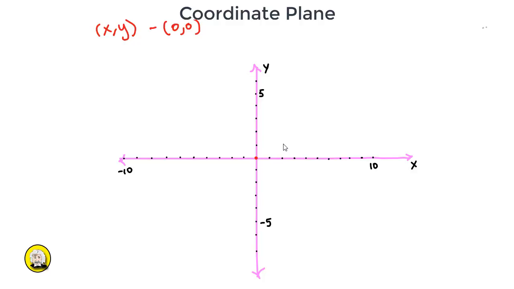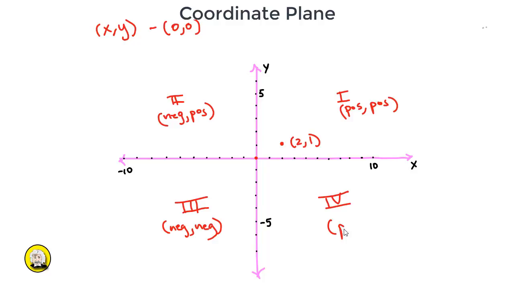Now, you should be aware that each coordinate system is made up of 4 different sectors, 1, 2, 3, and 4 as shown. The upper right quadrant, 1, is positive, positive for x, y coordinates, 2 is negative, positive, 3 is negative, negative for x, y coordinates, and 4 is positive x and negative y.